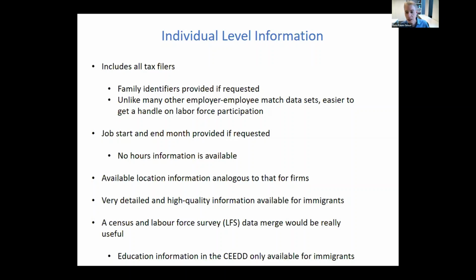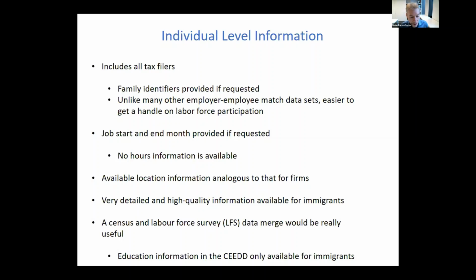One thing I missed that I shouldn't have the first time around was asking for the start and end month of specific jobs. There is no hours information available. That's pretty common for tax data. And there is all this information available about immigrants, which I think there's a lot of research potential there to do some really interesting and important work on the role of immigrants in the economy, and kind of using the linkages between the worker data and the firm side to do that.